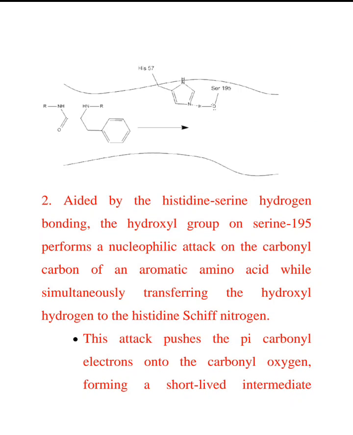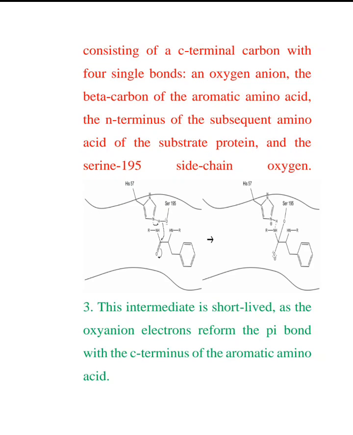This attack pushes the pi carbonyl electrons onto the carbonyl oxygen, forming a short-lived intermediate consisting of a C-terminal carbon with 4 single bonds: an oxygen anion, the beta carbon of the aromatic amino acid, the N-terminus of the subsequent amino acid of the substrate protein, and the serine 195 side chain oxygen.